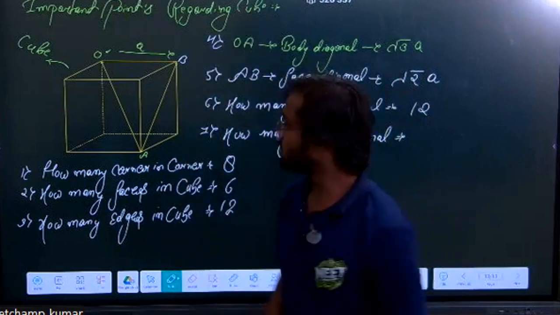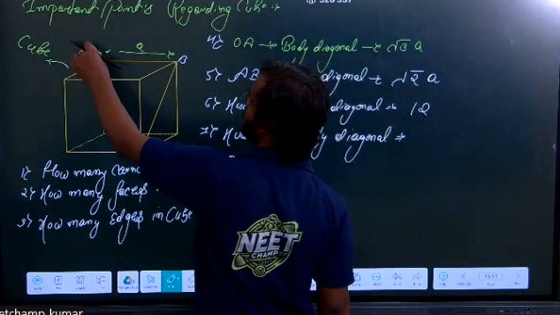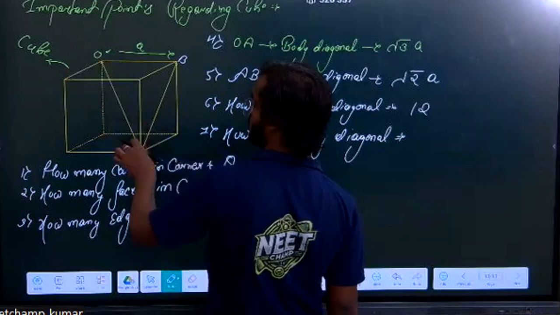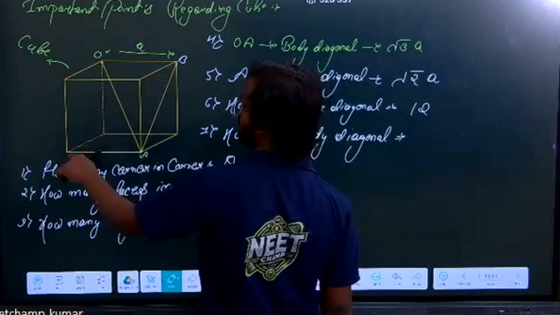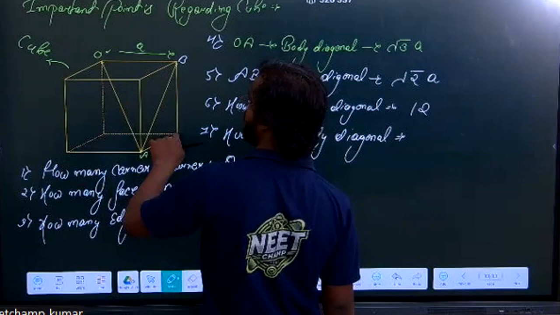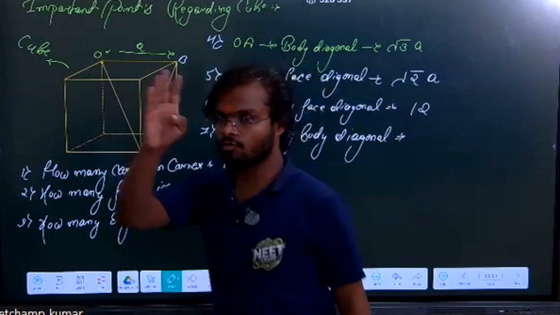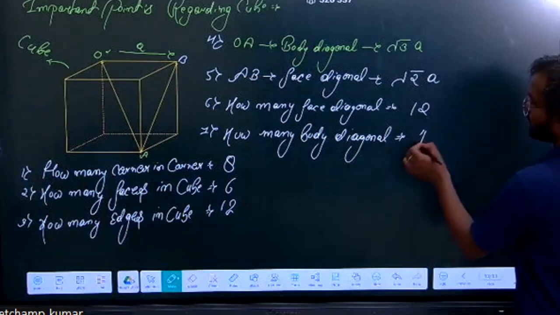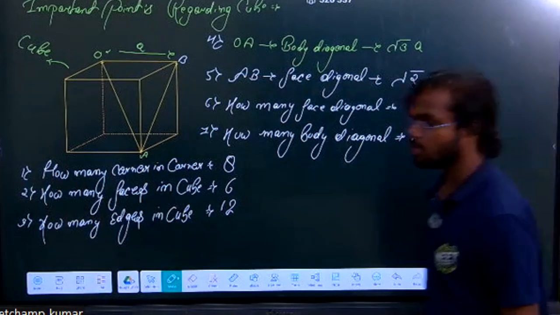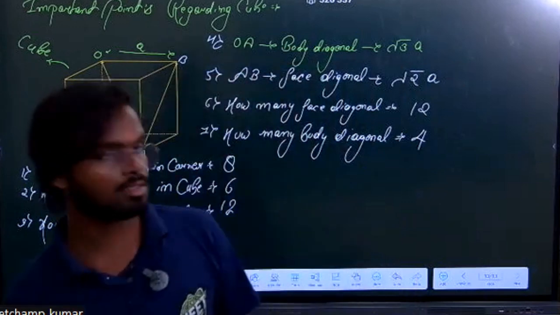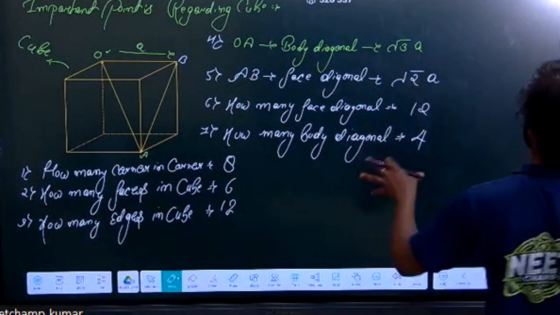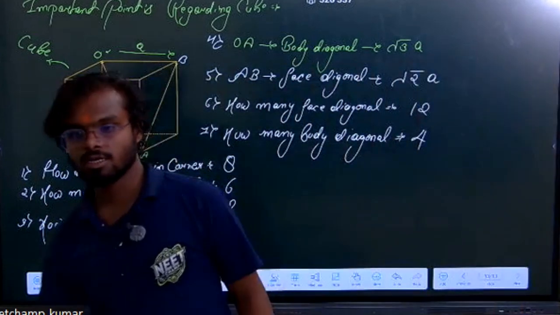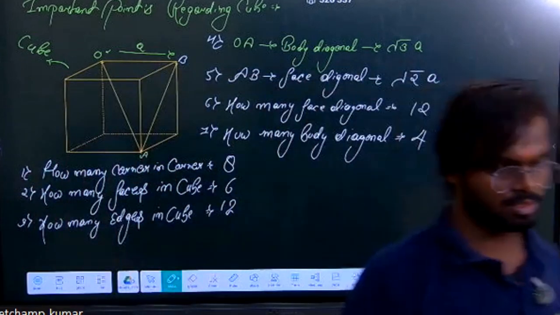So in a cube, how many body diagonals can I draw? Body diagonals means you just go from one corner to the opposite corner. I can go from here to here, then here to here, then here to here. So four body diagonals can be drawn. So these are the different important points regarding the cube. There are a lot of other points, but these are more than sufficient for you.